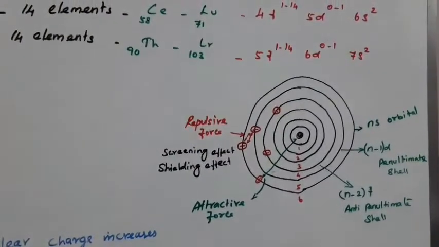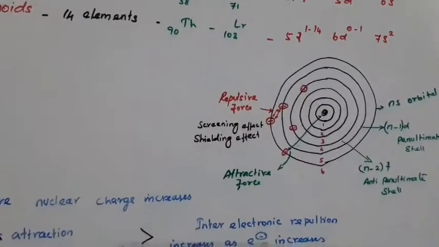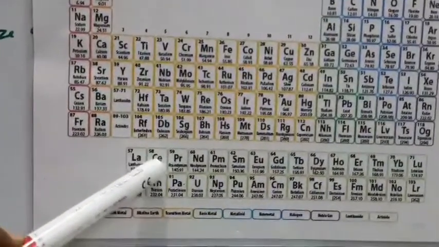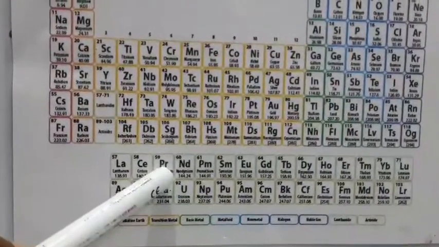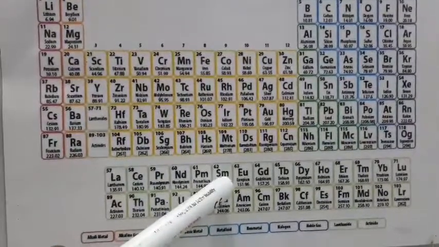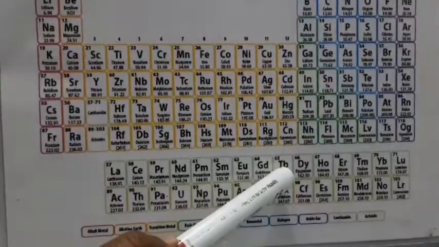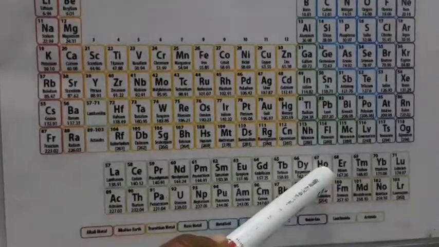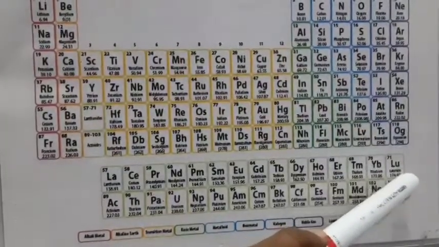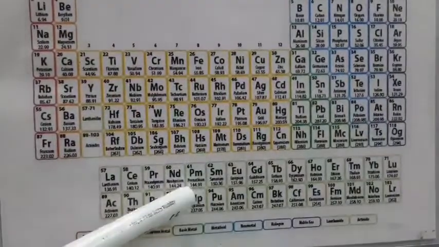And next, what are the elements present in this lanthanide series? You see here, lanthanum, cerium, praseodymium, neodymium, promethium, samarium, europium, gadolinium, terbium, dysprosium, holmium, erbium, thulium, ytterbium and lutetium. So these are the elements, 14 elements are present.